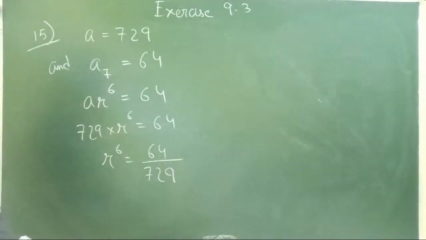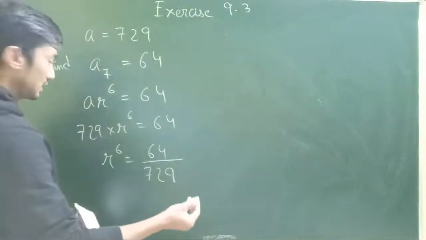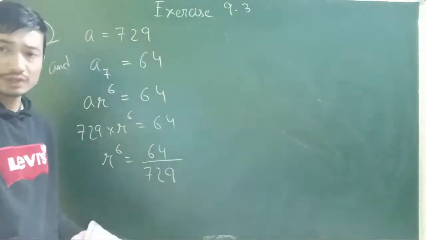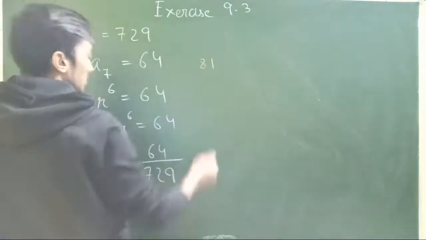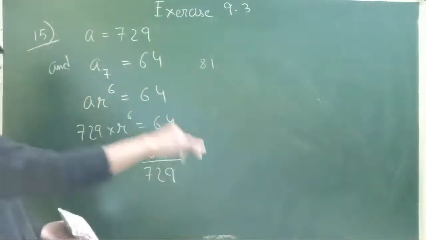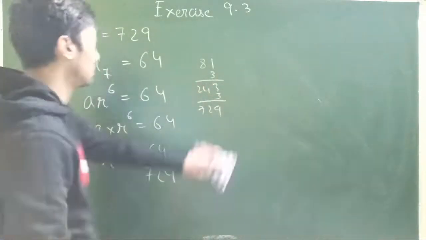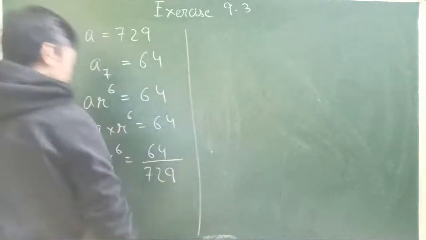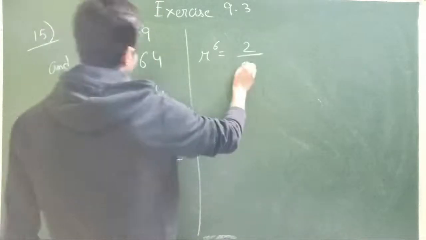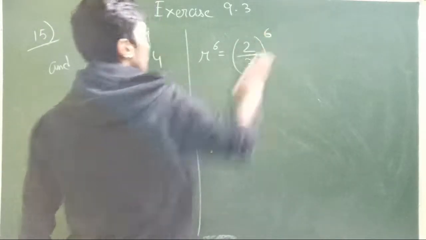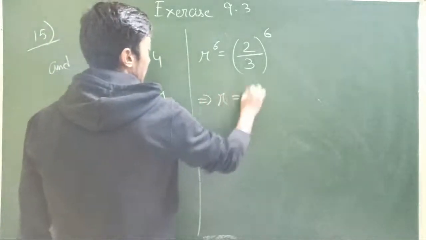Now let's see what we can do from here. 64, that's 2 power 6, isn't it? 2 2s are 4, 4 2s are 8, 8 2s are 16, 16 2s are 32, 32 2s are 64. And 729, I guess 3 3s are 9, 9 3s are 27, 27 3s are 81, 81 3s are 243, 243 3s are 729. Alright then. So R power 6 is 2 power 6 upon 3 power 6, so we can have this common exponent. So then that implies R is equal to 2 by 3.